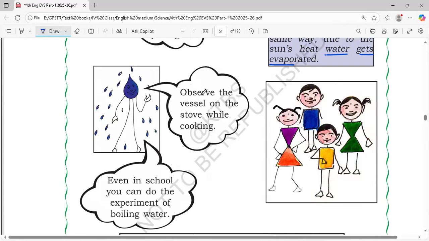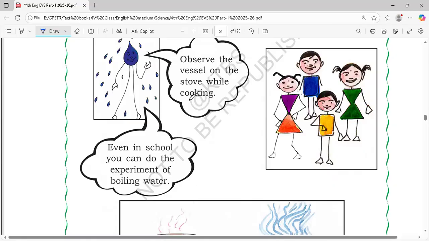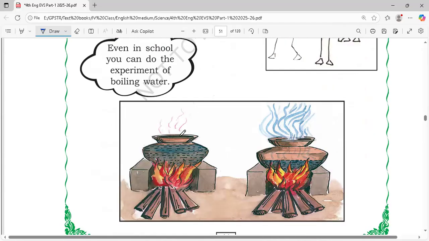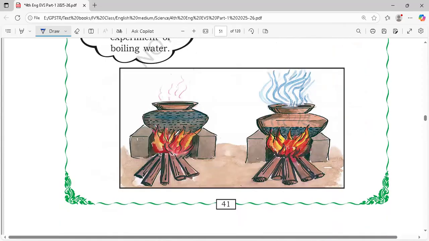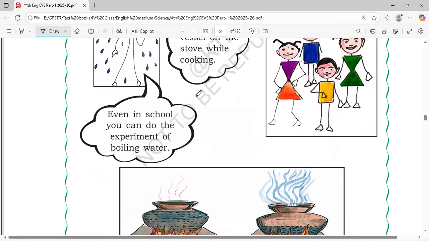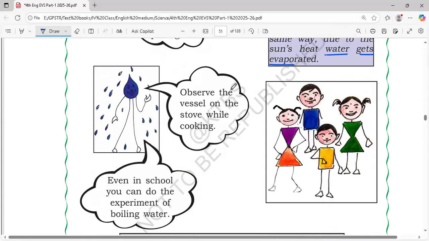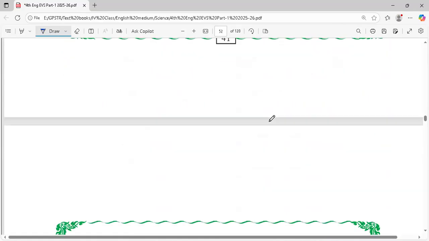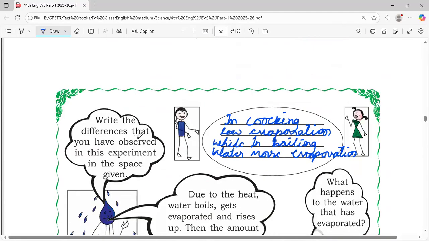Drop of water asked, observe the vessel on the stove while cooking. Even in school, you can do the experiment of boiling water. See, this is a cooking vessel, cooking, boiling water. Write the difference that you have observed in this experiment in the space given.